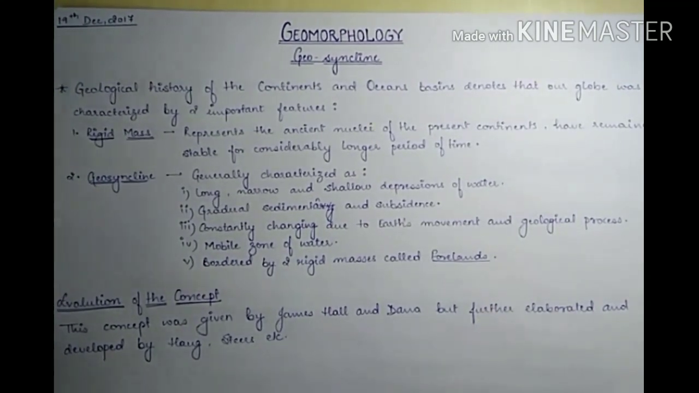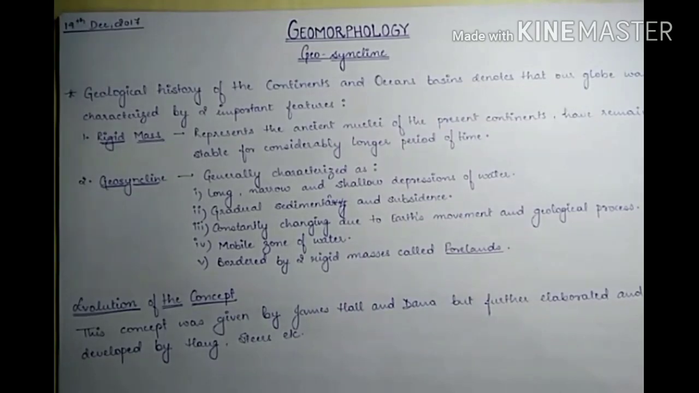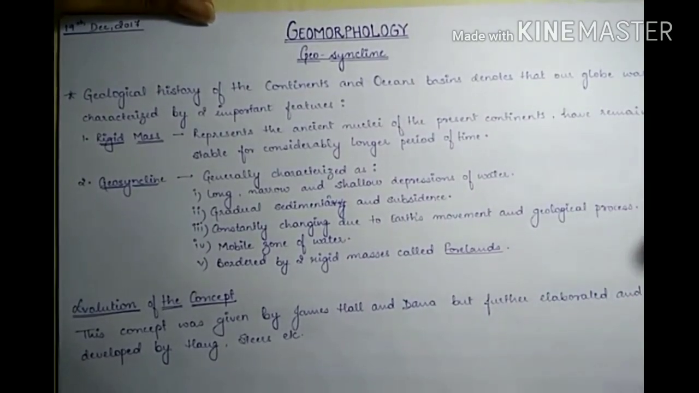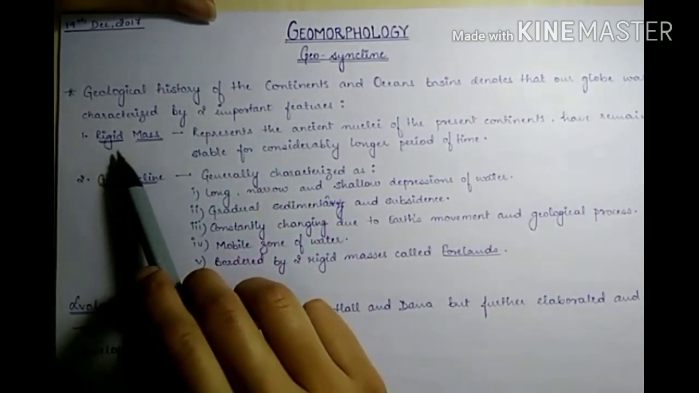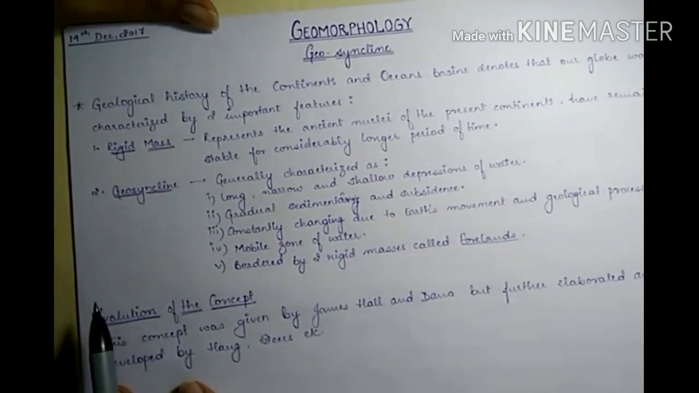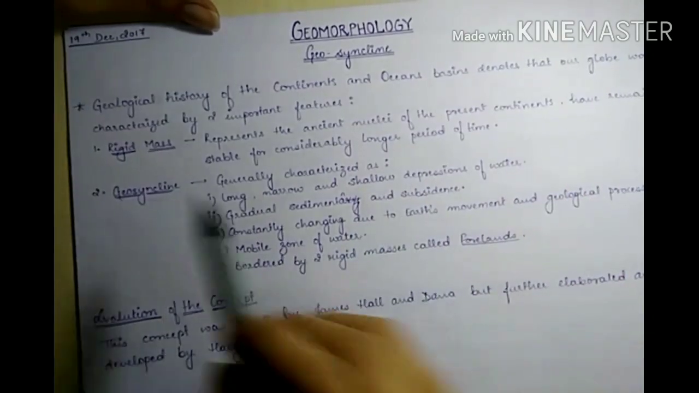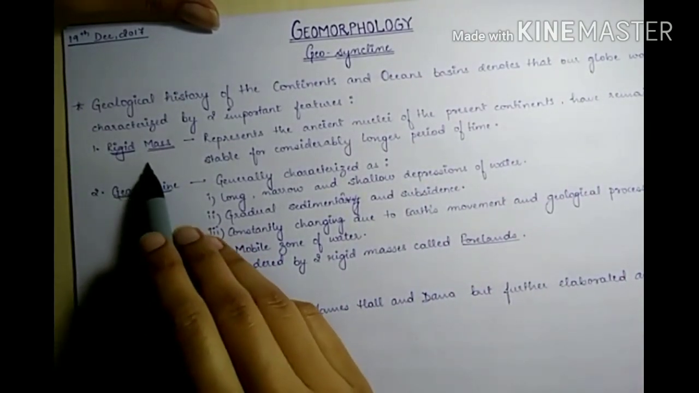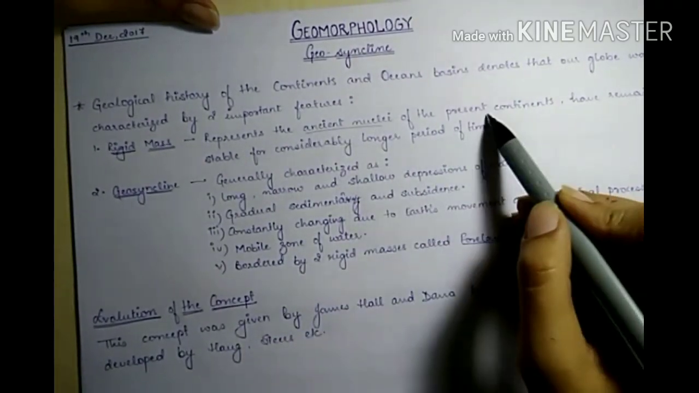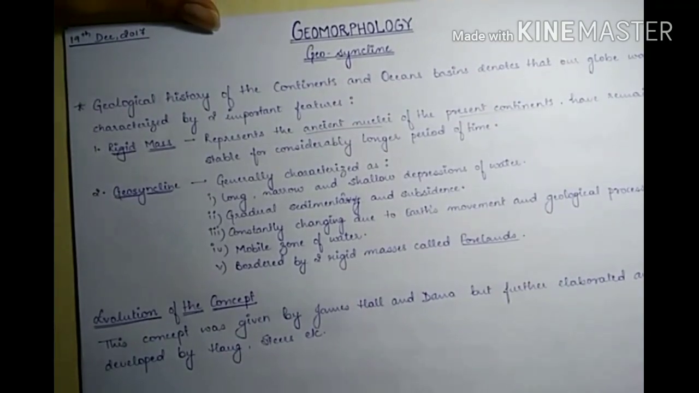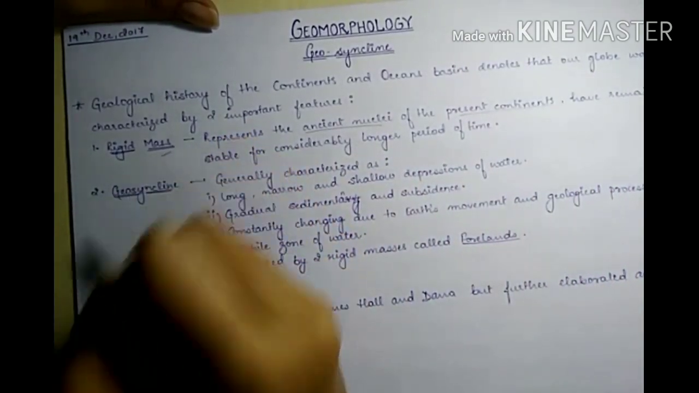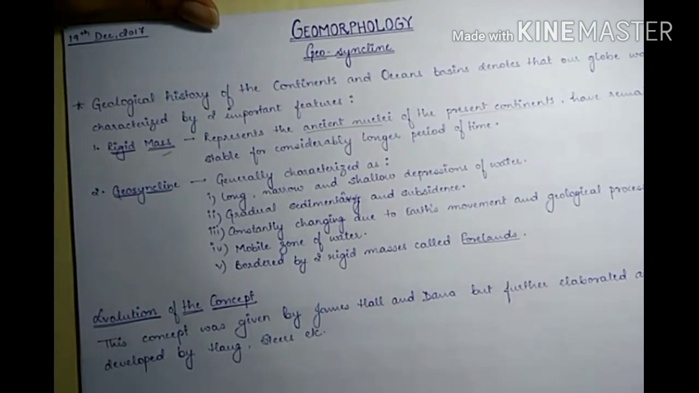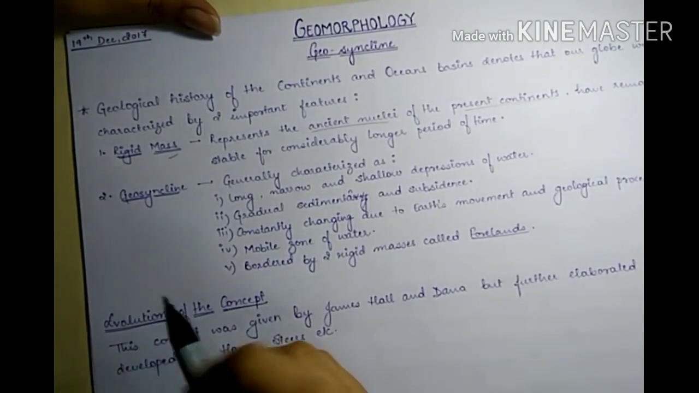So, geosyncline. Our geological history of continents and ocean basins denotes that our globe, that is our earth, is characterized by two important features. What are those two important features? They are rigid masses and geosynclines. Rigid masses represent the ancient nuclei of the present continents, which have remained stable for a considerably longer period of time. Then our geosyncline.